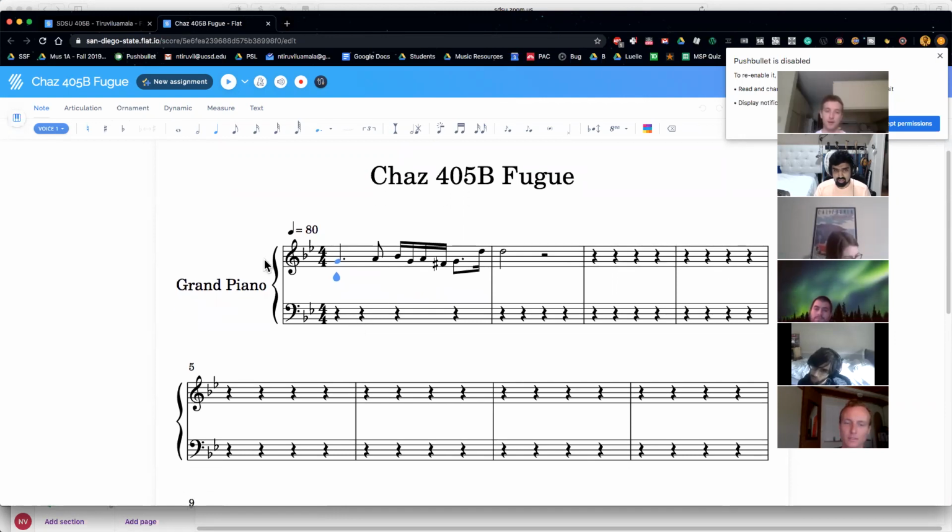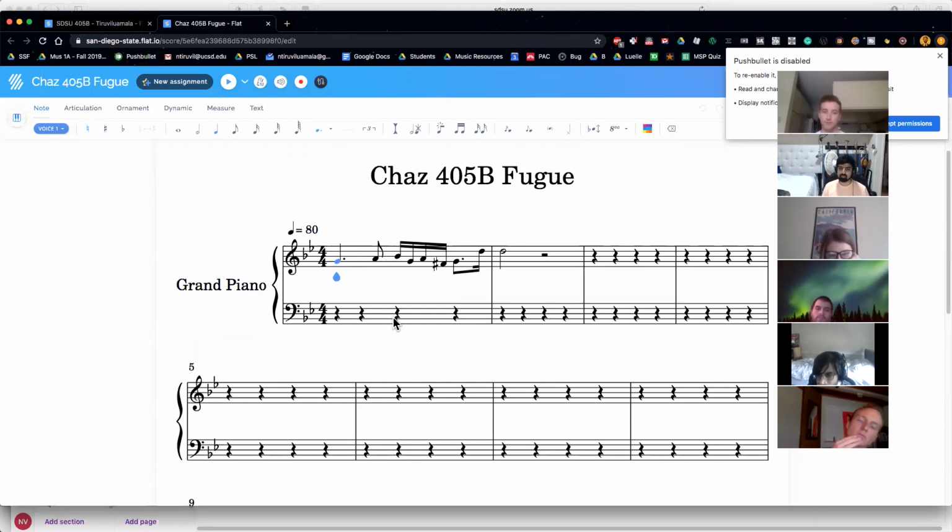Okay. Chaz had a lot more stuff last time, but I think he redid his fugue because it was more invention-like. So just looking at this, I'll ask the class, is this a good candidate for a real answer or a tonal answer? So we are in the key of G minor.